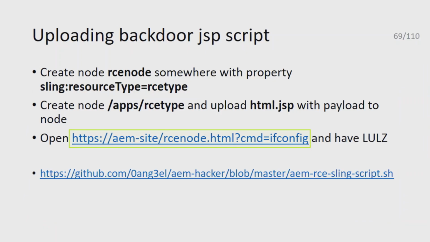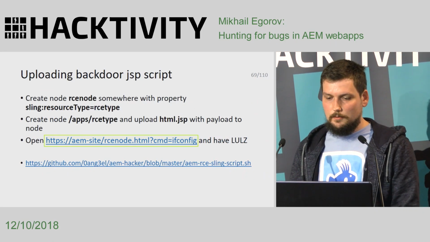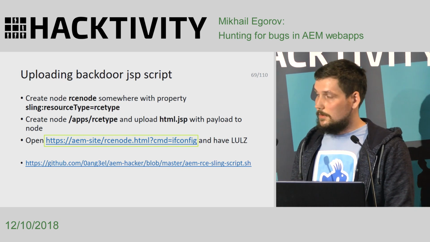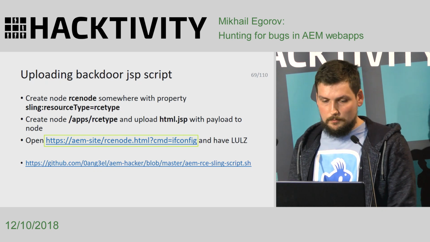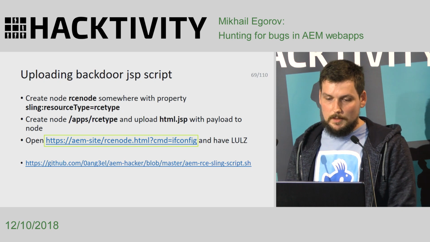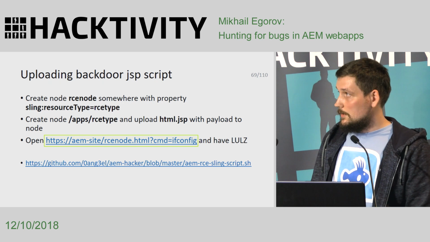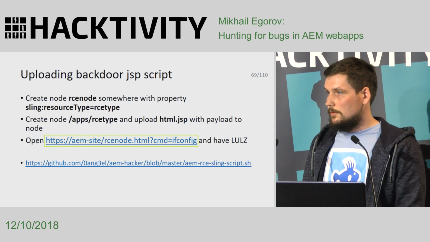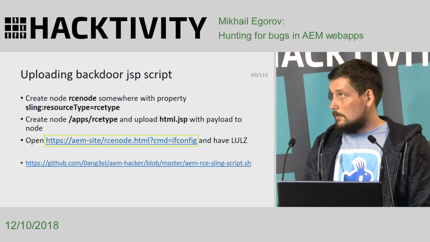Another way to get RCE is to upload a GSP script. You should take the following steps. Create a node with the name rcenode and the property sling:resourceType with the value rcetype. Then create the node /apps/rcetype and upload an html.jsp script to that node. Finally, you navigate to the route /rcenode.html and have the ability to execute arbitrary shell commands. I created a shell script that automates the described steps.